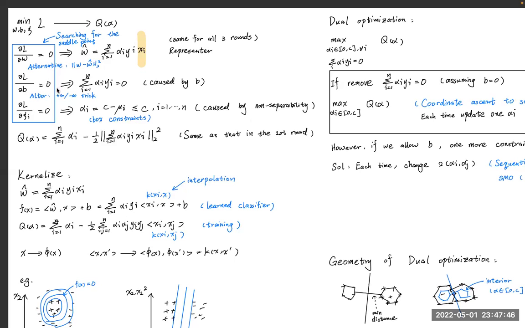And in the end, after you find the W hat and plug it into this L, with all those equal to 0 and this equal to this one, you will see that Q alpha is still summation alpha I minus 1/2 of the squared length of summation alpha I yi xi. And this Q alpha is the same for all three rounds, including b equal to 0, b not equal to 0, and the non-separable situation. So we always have the same Q alpha.